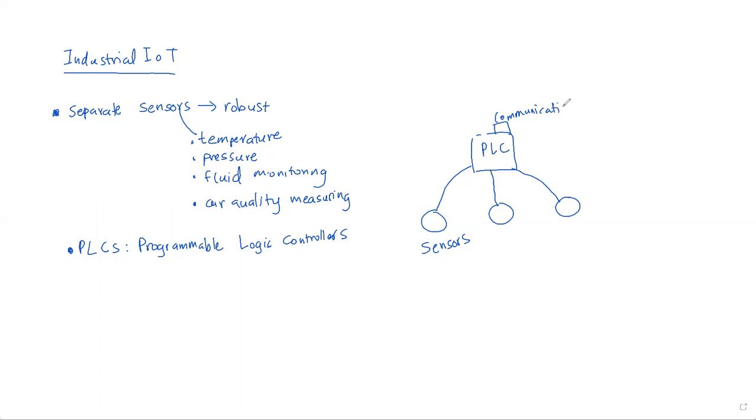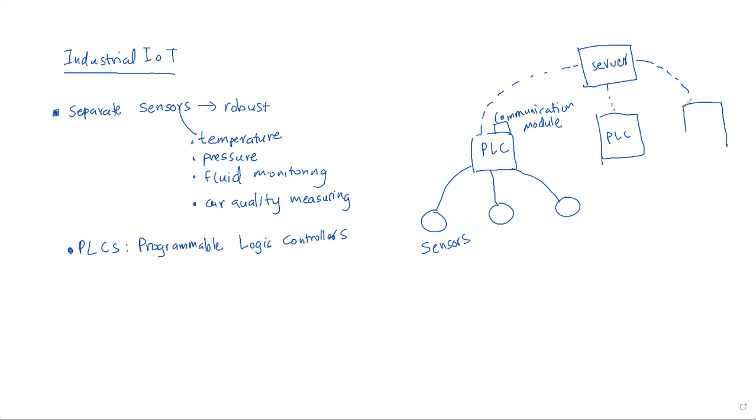So the sensor node will consist of communication module, PLC, and sensors basically. And the PLCs will be connected to the main processing server, which will collect all the data from different PLCs. So the data will be analyzed by humans using computers.